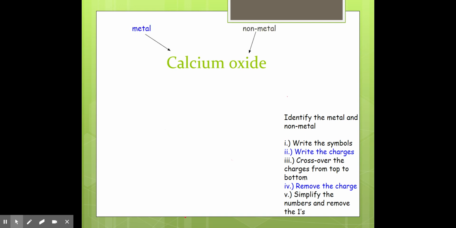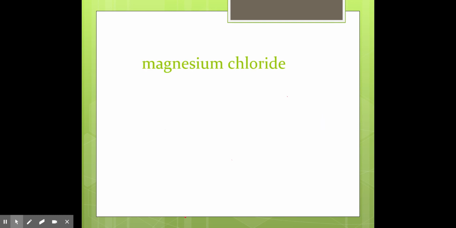Calcium oxide: there's our metal and our nonmetal. Write our symbols, need our charges. We're going to crisscross them, or cross them over. Get rid of the charges. They're both 2, so we can simplify it down. And finally, we get CaO. I want you guys to do that one more time with magnesium chloride. Again, 3, 2, and 1.